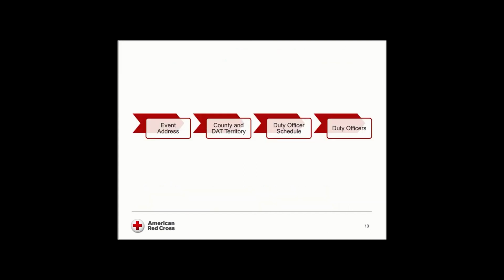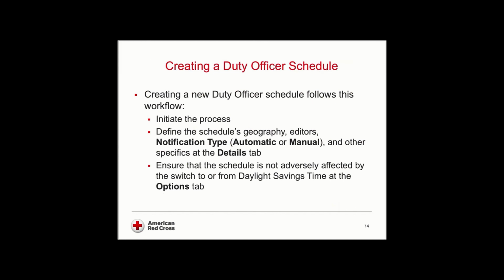So this is how RCView associates the event to the schedule. So we have the event address that's been associated with the county and the DAT response area or territory, tied to the duty officer schedule, and then the duty officers who are actually rostered to that schedule. So when you're creating a schedule, you're going to follow this workflow.